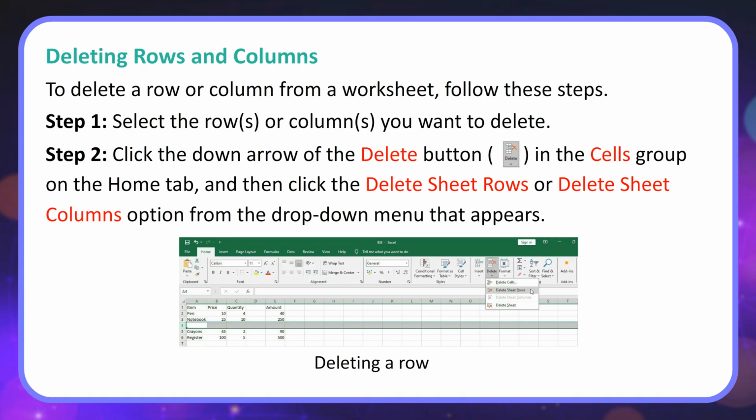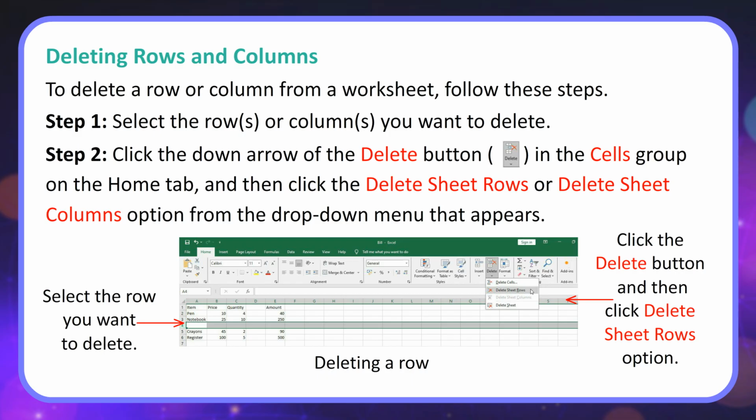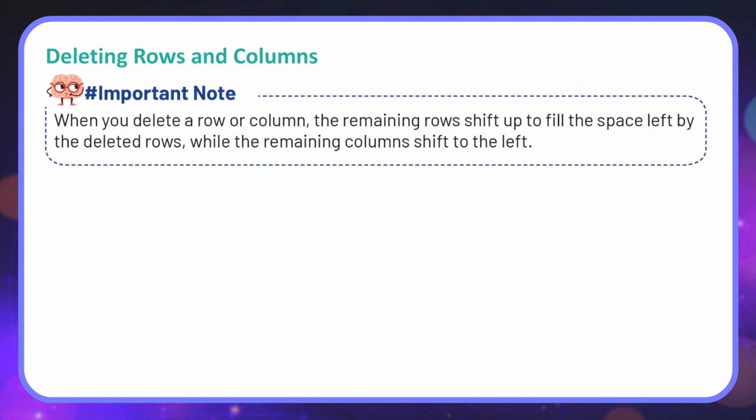Deleting a row. Select the row you want to delete. Click the Delete button and then click Delete Sheet Rows option. Important note. When you delete a row or column, the remaining rows shift up to fill the space left by the deleted rows, while the remaining columns shift to the left.